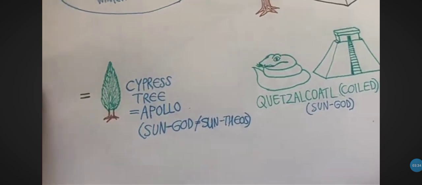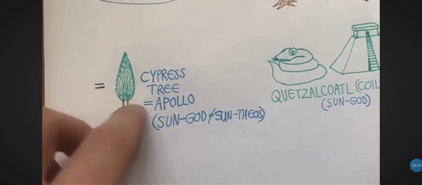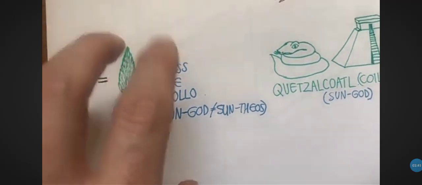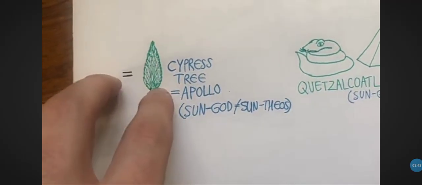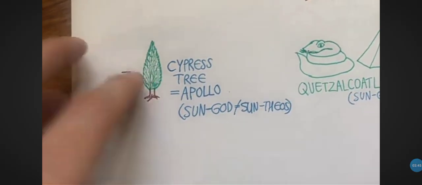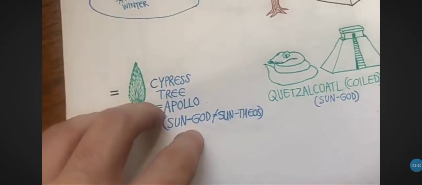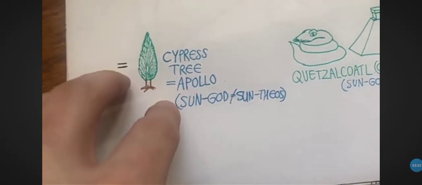Finally, I just wanted to bring up Apollo, the Greek sun god, who is associated with cypress trees, and I found that cypress trees are extremely cone-shaped, and they exhibit a perfect cone shape when they're young.